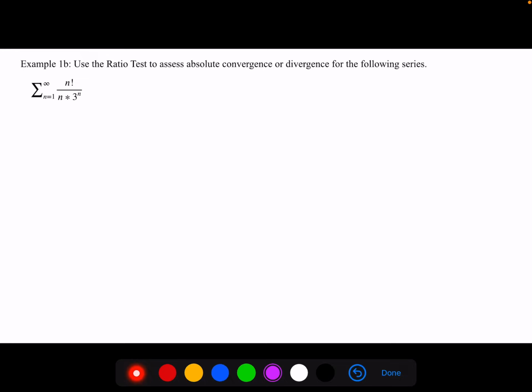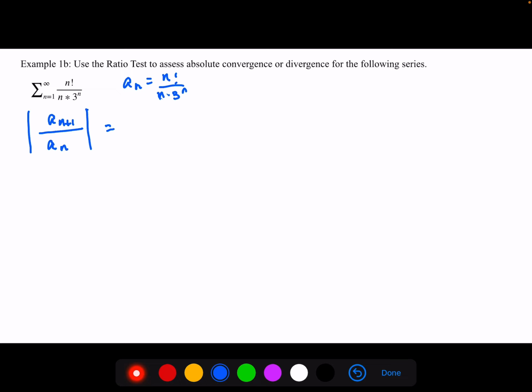Next, we're going to use the ratio test to assess the absolute convergence or divergence for the series, the sum from n equals 1 to infinity of n factorial divided by n times 3 to the n. So we begin by looking at the absolute value of a sub n plus 1 over a sub n, where a sub n equals n factorial divided by n times 3 to the n.